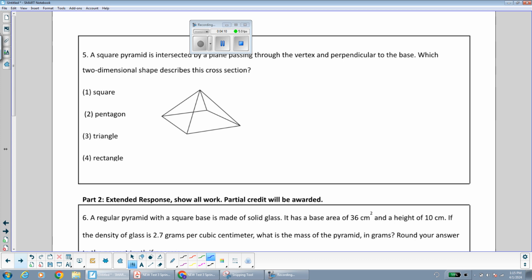Here we are taking a cross-section perpendicular to the base. Perpendicular to the base would be this way, which would be a triangle because the base is on the bottom. So parallel to the base would be the rectangle or the square, but perpendicular to the base is the triangle.